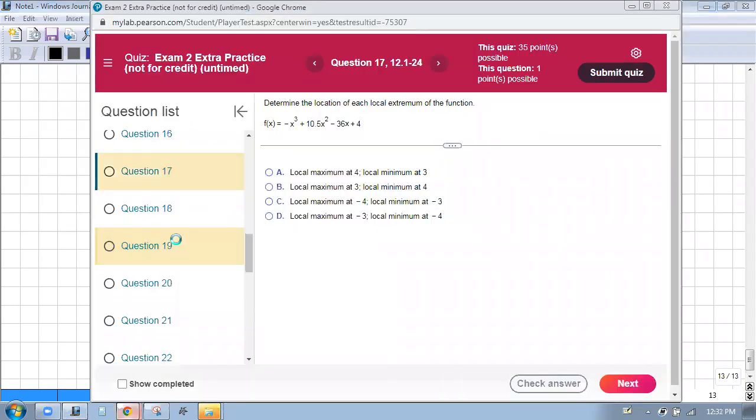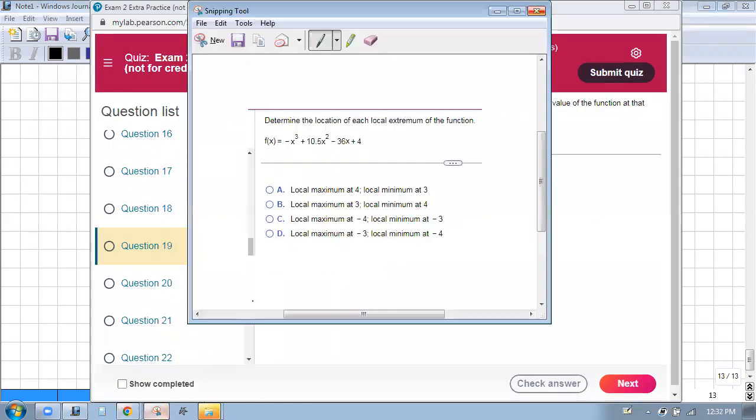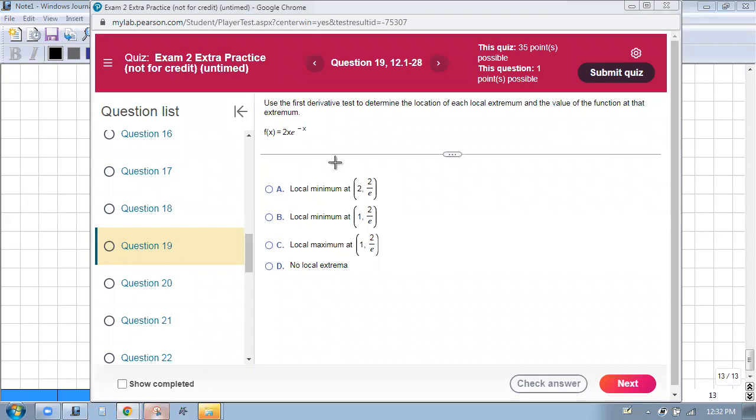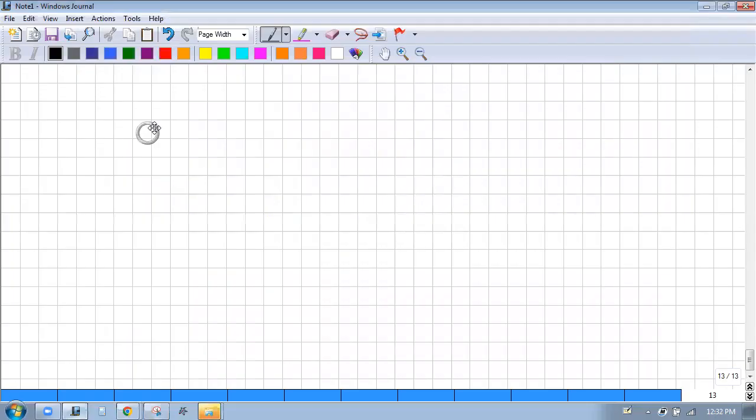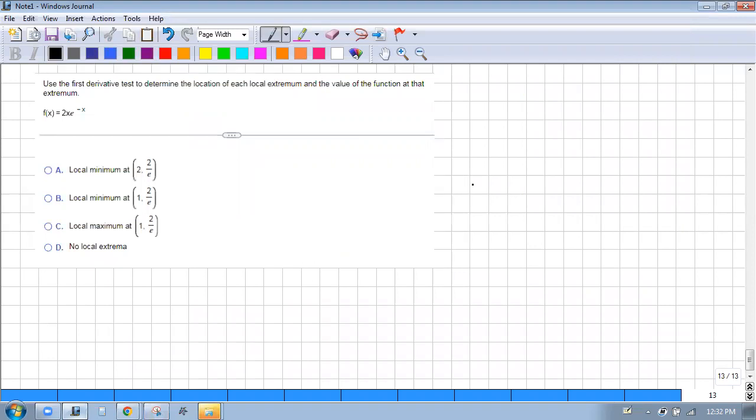19. Use the first derivative test to determine the location of each local extremum and the value of the function at that extremum. All right, the extrema occur when the first derivative is 0. So we need to do the product rule here: first function times the derivative of the second plus the derivative of the first times the second. So we could factor out an e to the minus x here.